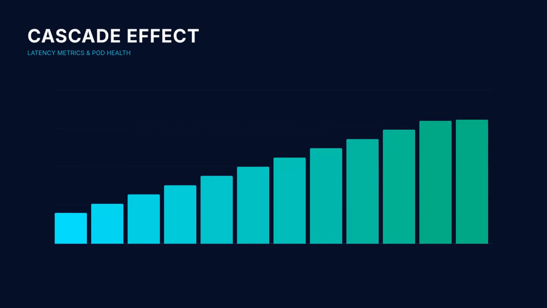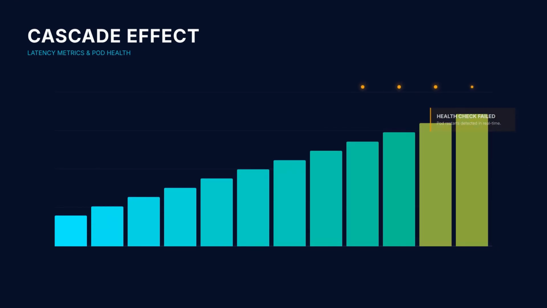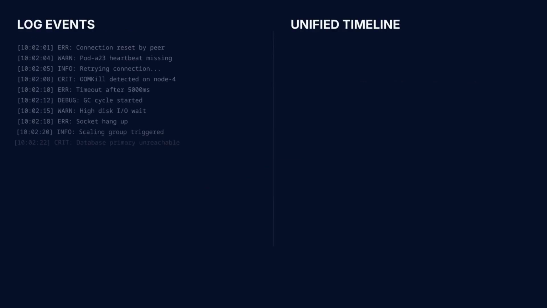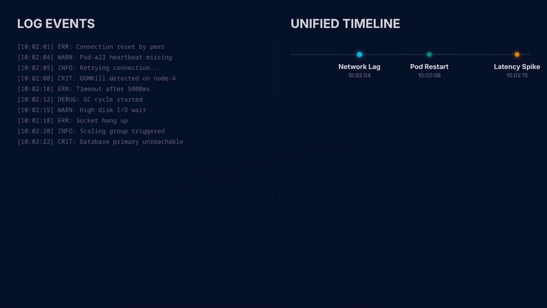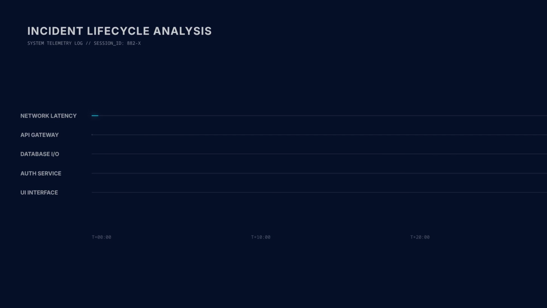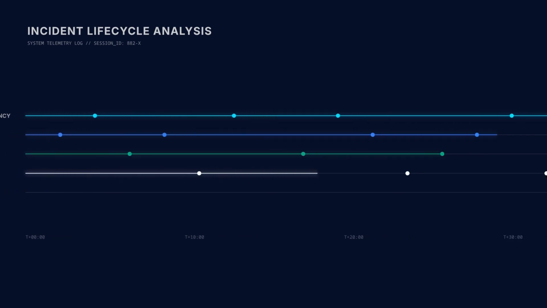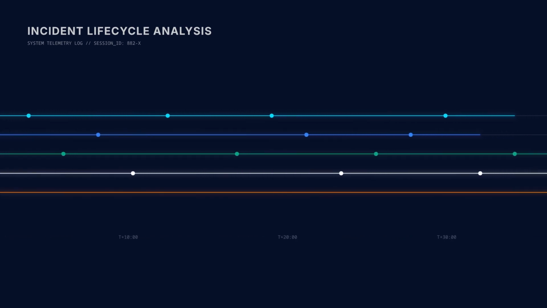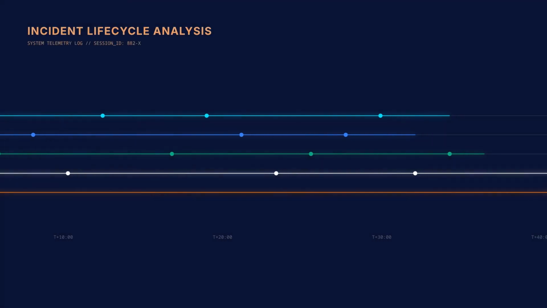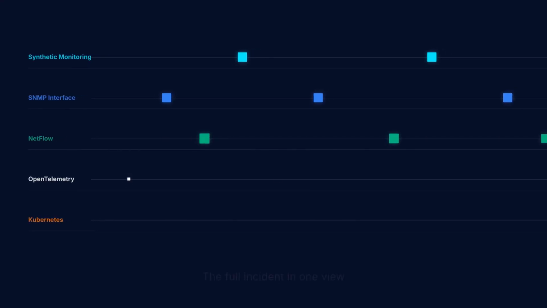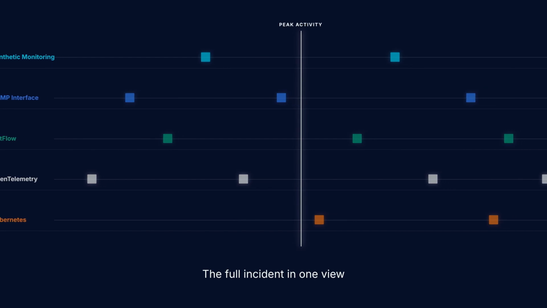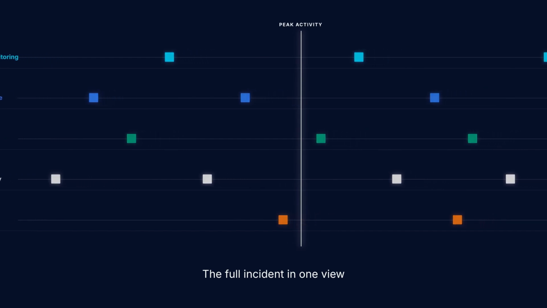The increased latency triggered health checks to fail, which the platform tracks in real time. Without this unified view, you're left guessing if the pod restarts caused the latency or if the network lag caused the restarts. Finally, we see the resolution at T+38 minutes, when the interface was restored. The entire incident lifecycle is now mapped and indisputable. This factual baseline is what allows your engineering team to stop debating what happened and start fixing the structural weakness.